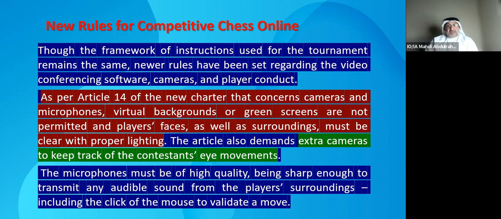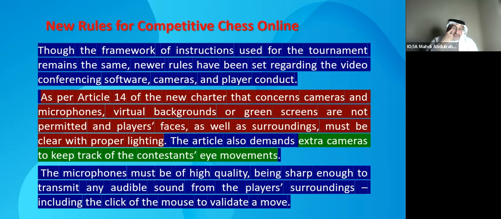So the rule said you have to enter by your real name, federation abbreviation, federation 3-letter. Then you have to open your camera and microphone at all times. Then you play. So your background must be normal, to see your face, to see your body. You cannot use a green screen as it is not permitted, and the player's face as well as surroundings must be clear with proper lighting. So it can be very clear.